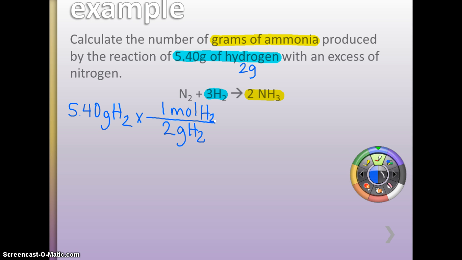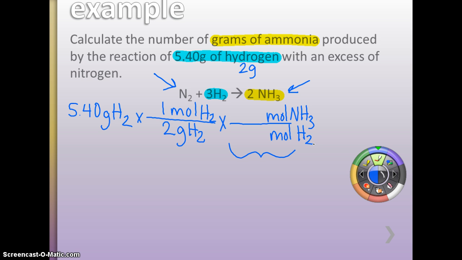Now, do we want moles of H2? No, we want grams of ammonia. So remember, to get from one compound to another, you're going to have to use your mole ratio from your balanced equation. So we're going to use this guy to get this piece. So what do we want? We want ammonia. So ammonia is going to go in the numerator. What are we trying to get rid of? We're trying to get rid of hydrogen. So that's going to go in the denominator.